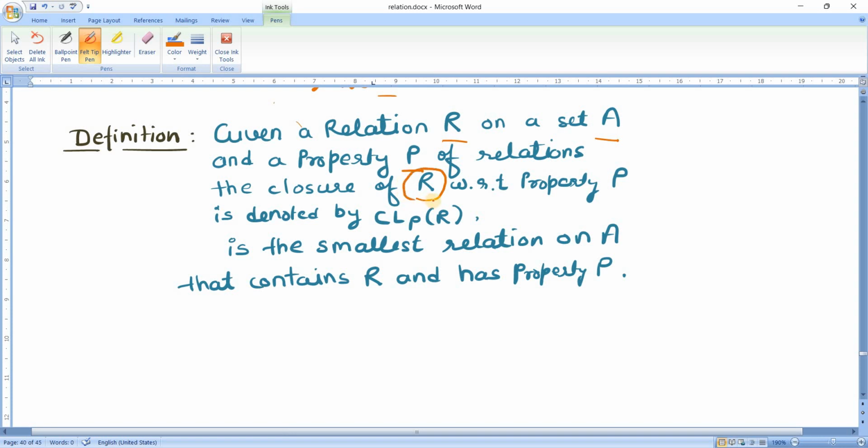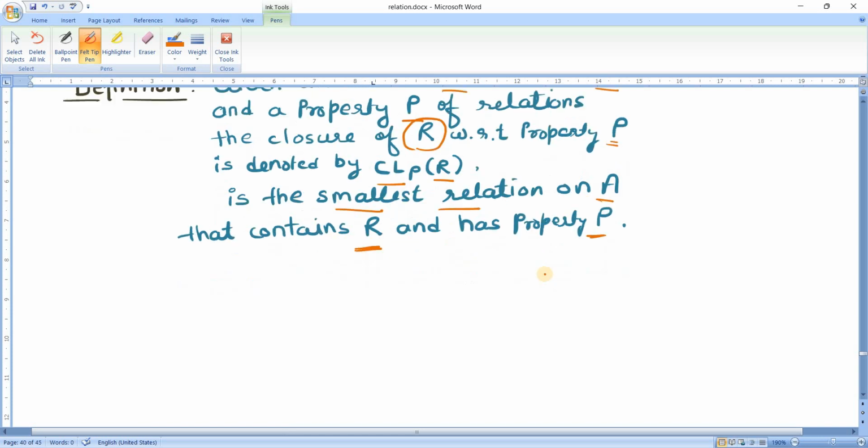So given a relation R on a set A and a property P of relations, the closure of R with respect to the property P is denoted by CL, subscripted P, of R. So this is called the symbol of the closure of the relation. CL, P stands for the property, and then R for which the closure is defined. What is this? This is the smallest relation on set A that contains two things: one is the relation, and the property that satisfies the relation.